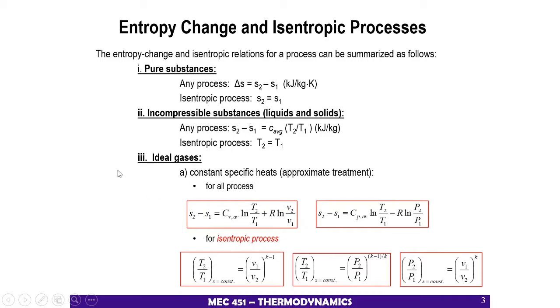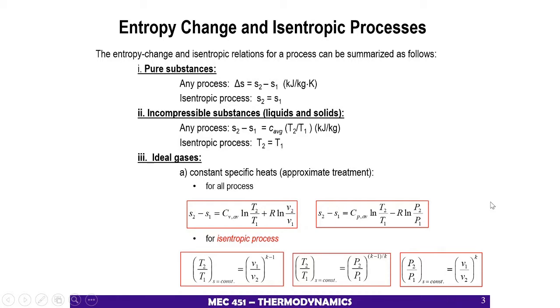For an ideal gas with constant specific heat, which is an approximate treatment for all processes, this is your equation. You can refer back to chapter 3. For the isentropic process, we got this figure. How we get this formula, you can refer back to chapter 3.